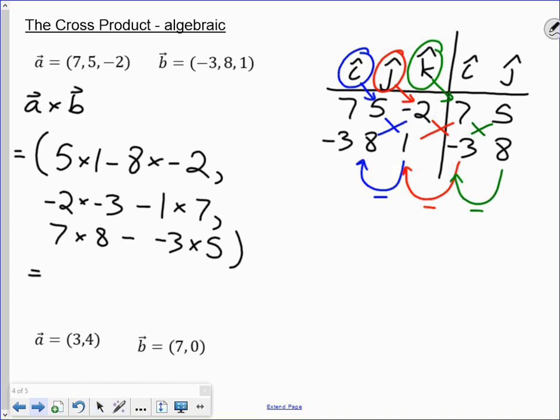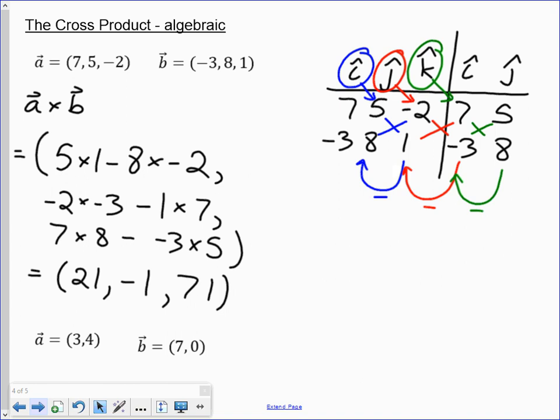So if I do those 3 calculations, that's going to give me my vector. So 5 times 1 is 5. 8 times -2 is -16. So 5 plus 16 is going to give me 21. -2 times -3 is 6. 6 minus 7 is going to give me -1. And then 7 times 8 is, what, 56? And then I am adding 15. That's going to give me 71.